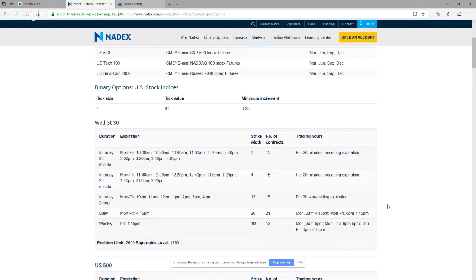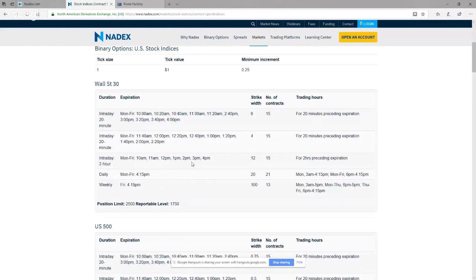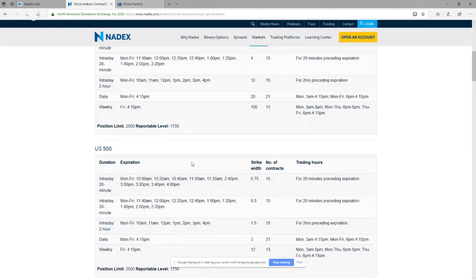So these contract specifications will tell you and identify exactly what your strike width is, which is extremely important when it comes to, okay, how far out of the money can I go? I know 8 pips is 2 strikes in the USD JPY. That's pretty easy to get.